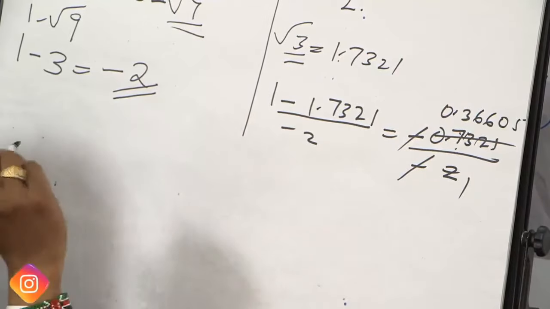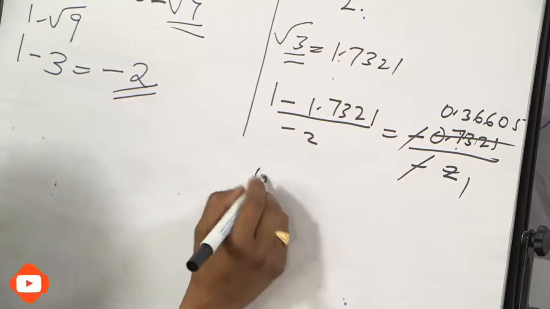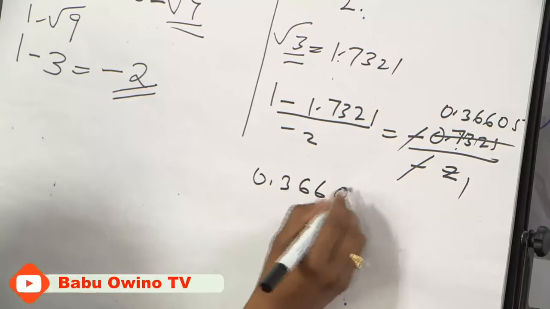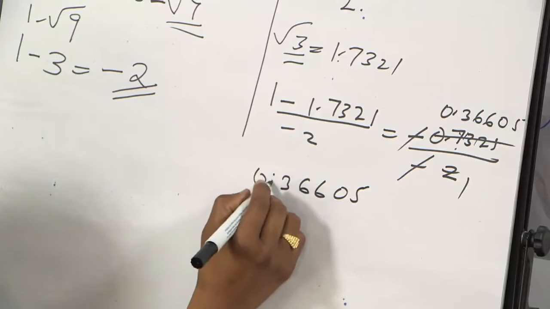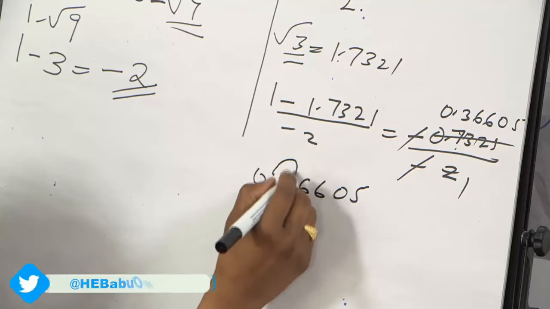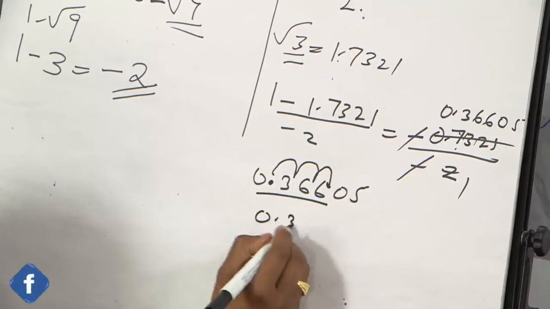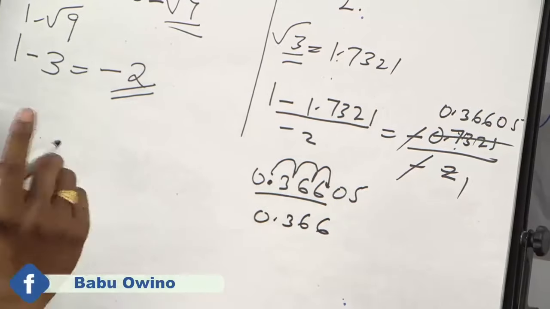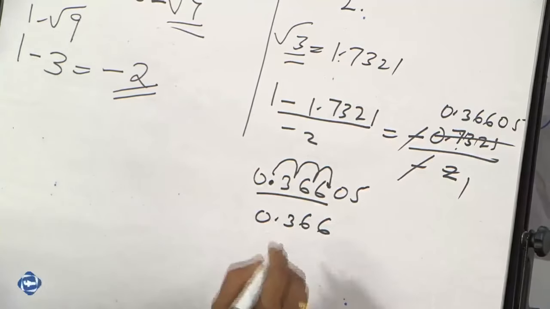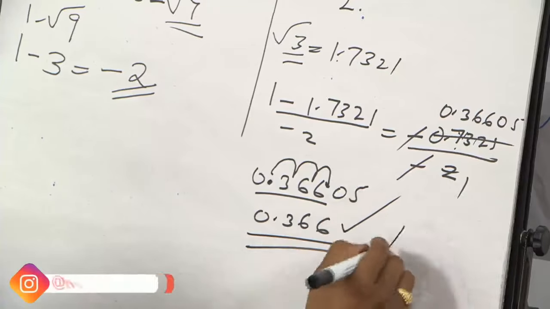So they want us to get our value to 3 significant figures. You stand from where there is the decimal point, you count 1, 2, 3. Where 3 is, that is our answer, 0.366. Suppose they wanted 4 significant figures. This is our answer. We are done with it.